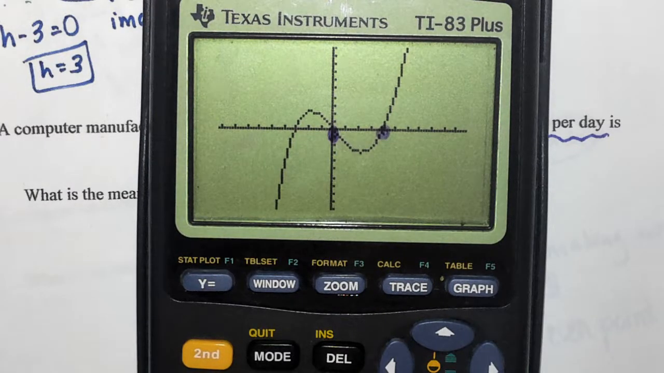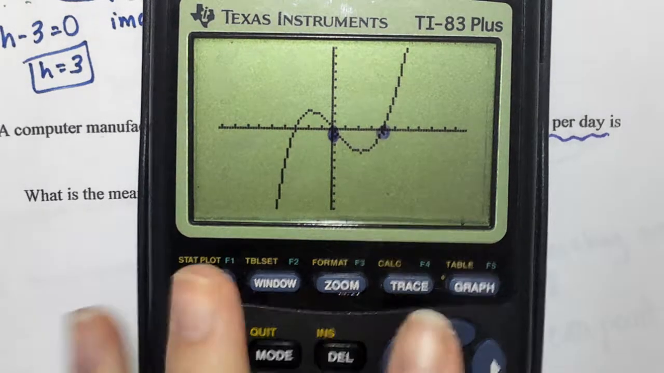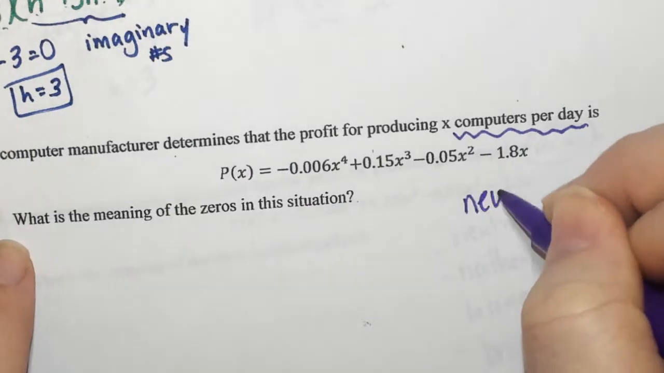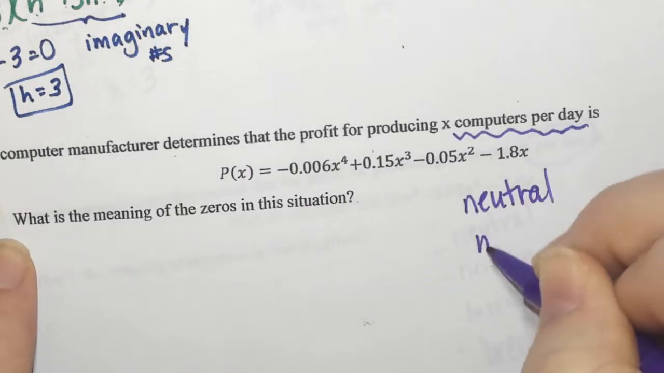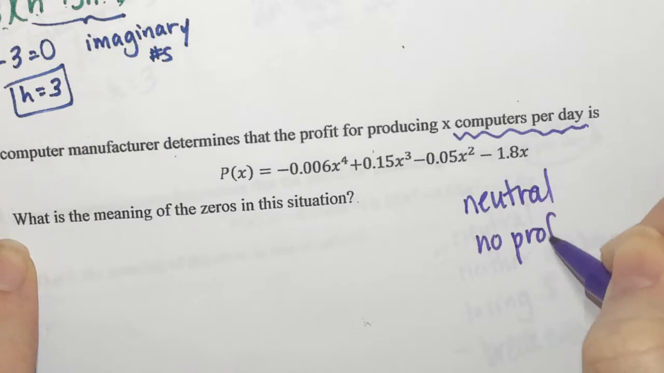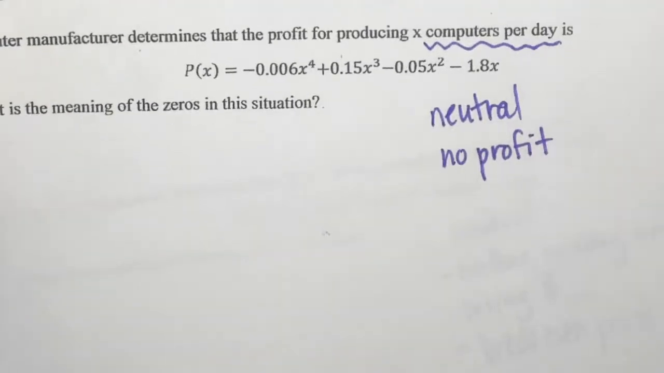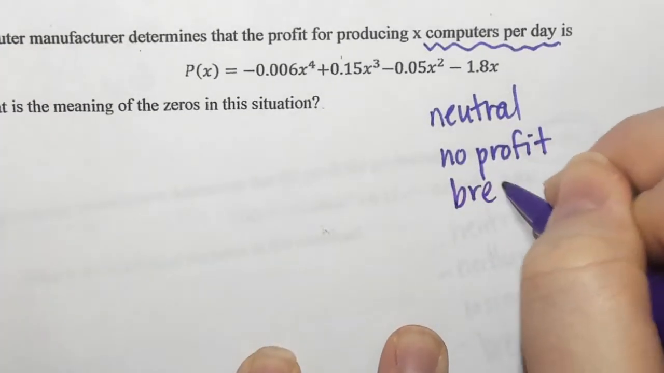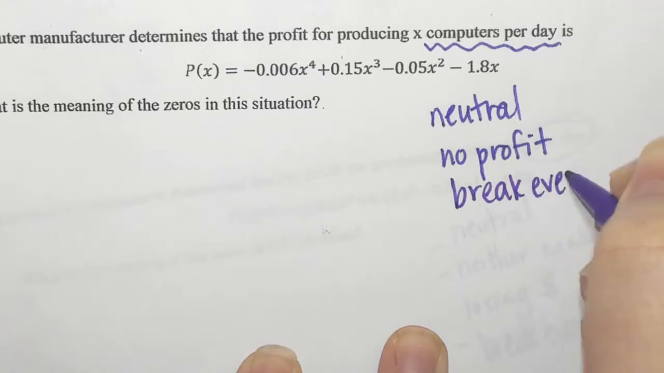Do you know how many times I've asked this question all day? I was like, there's a business term for this. It starts with a B. And nobody in any classroom is saying it: break even. I've heard neutral. I've heard no profit. And any of those answers are perfect. But Andrew actually knows a business term, which is called break even. Yes.